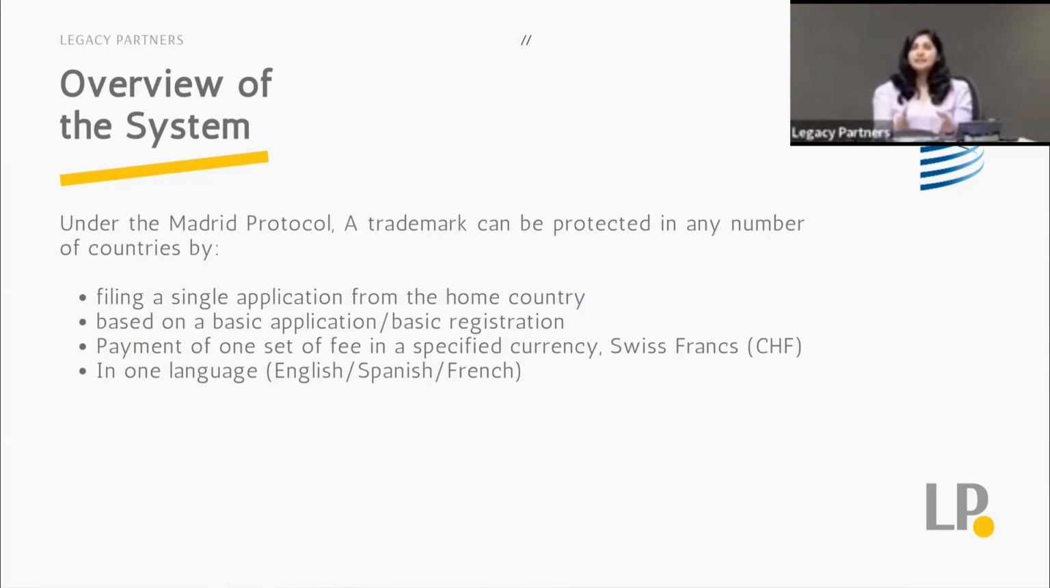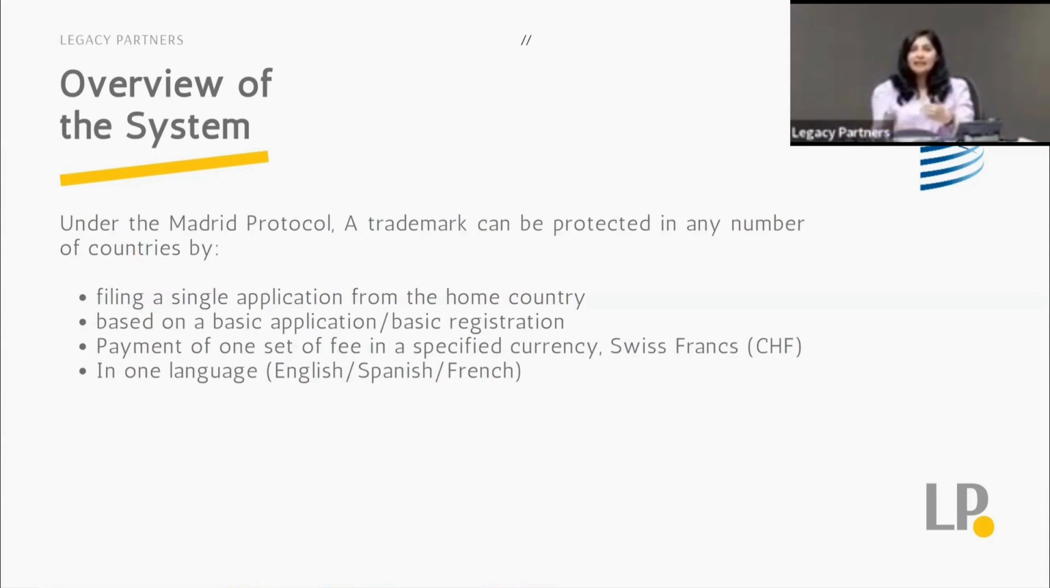So for example, you're a person who's domiciled in India, you have your business in India. You will file an international application with the Indian trademark registry. You will give the prescribed documents, and you will select whichever countries you want to protect your trademark in, which have acceded to Madrid. And once that is done, this will be forwarded to the trademark registry of India. The procedure I will discuss in the coming slides, I'm sorry about that.